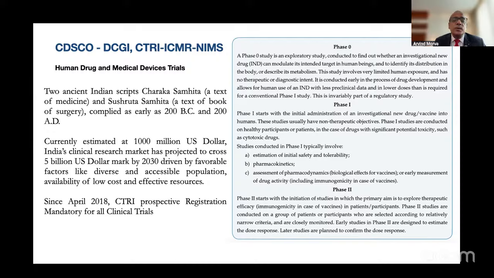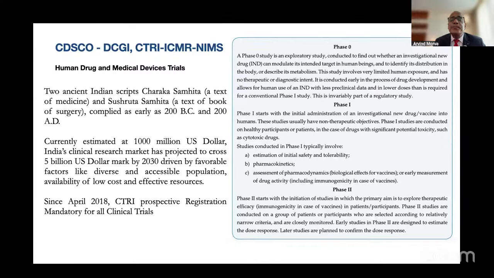So this is how to go about any clinical trial. There are different phases. Two ancient Indian scripts, the Charaka Samhita, a text of medicine, and the Sushruta Samhita, a book of surgery, were compiled as early as 200 BC and 200 AD, and the market is currently estimated at 1,000 million US dollars. India's clinical research market is projected to cross the 5 billion US dollar mark by 2030. And since April 2018, CTRI prospective registration is mandatory for all clinical trials. So there are these different phases.